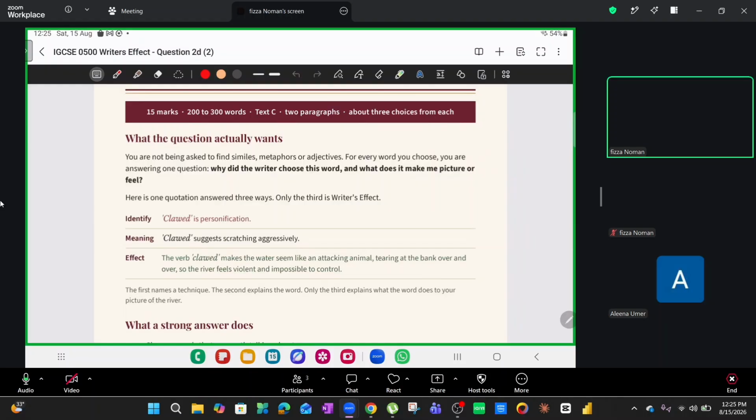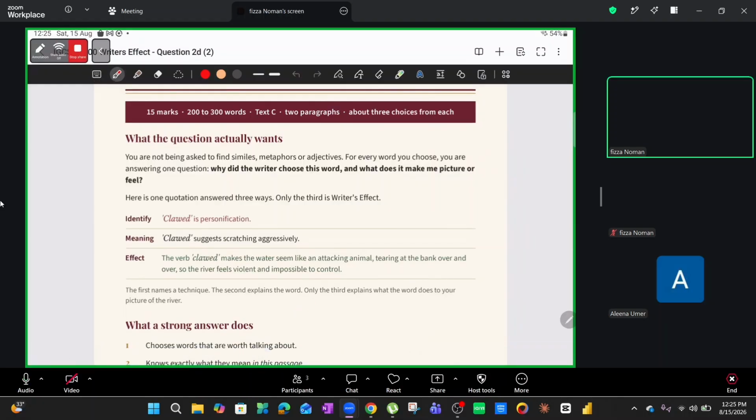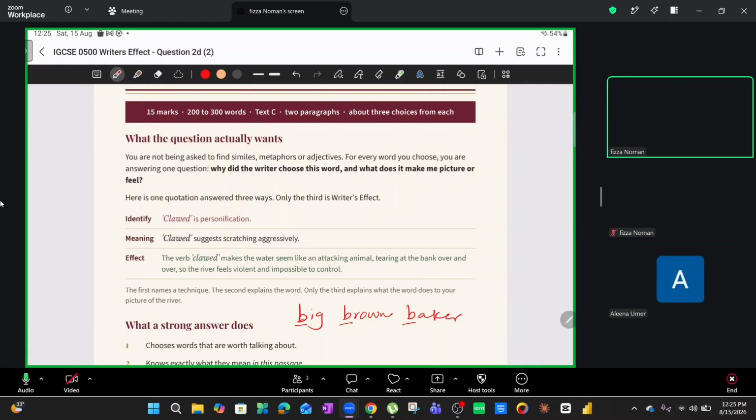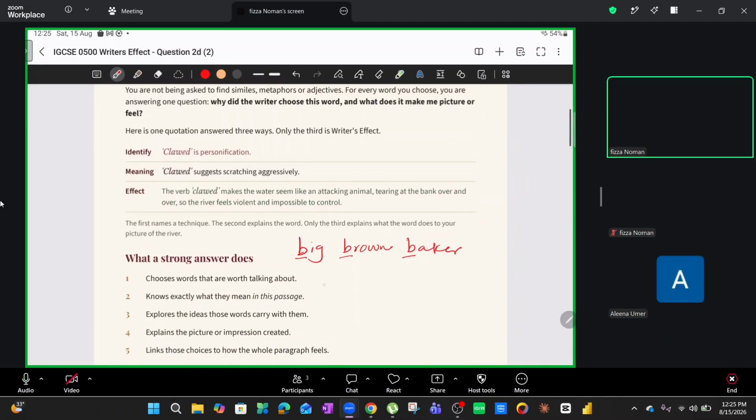Now, in this case, whatever consonant sounds are repeated side by side, that is what we call alliteration. So, for example, if I write down, let me write it down for you here. Big brown baker. So B, B, B. Do you see it? Yeah. All of those tongue twisters as well. Peter Piper picked up a pickle, something of that sort. I've forgotten now.